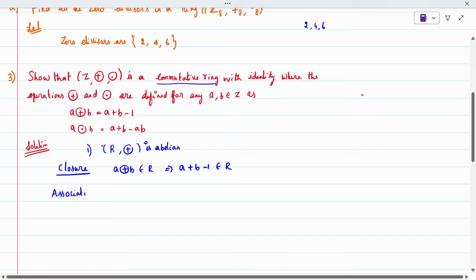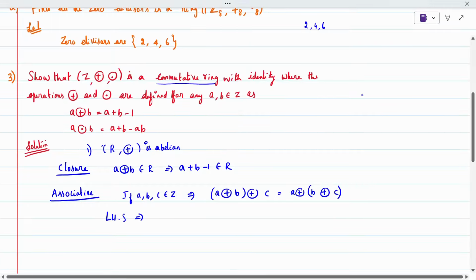Second is associative property. What is the general associative property? First I will write: we know that A, B, C are given in the question, A, B, C belong to Z. Then we can write (A plus B) plus C equal to A plus (B plus C). So we'll change the bracket. I'm going to prove this. First I will take the left hand side.